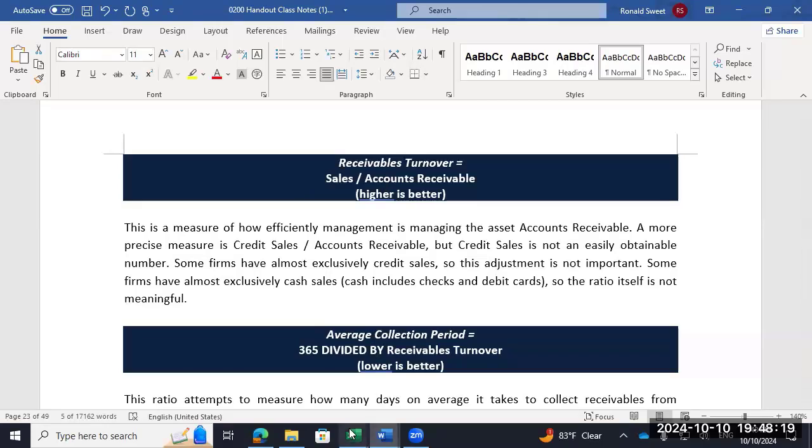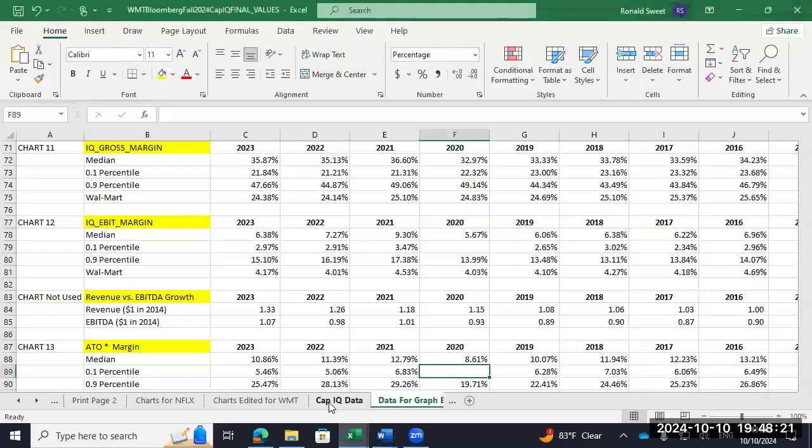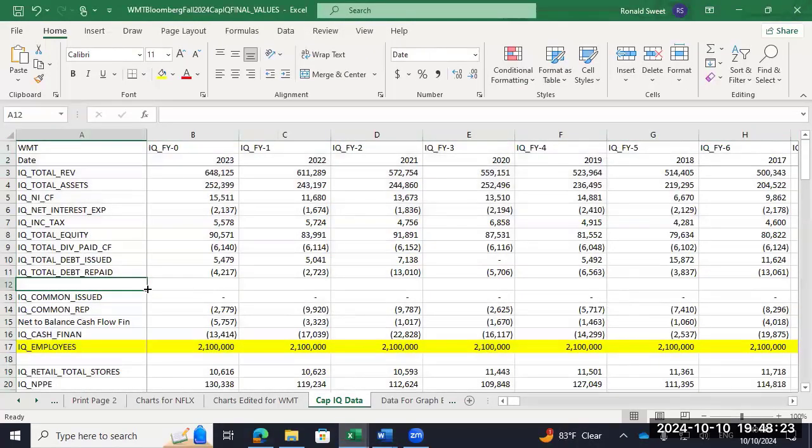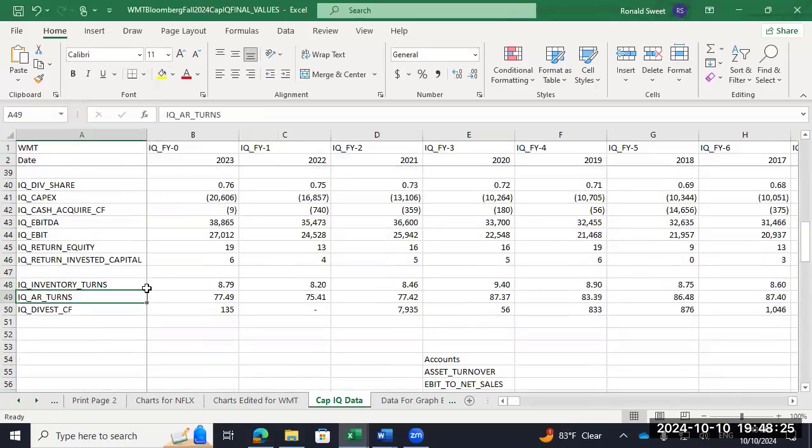I think I gave you both of these ratios. Let me look in Walmart and see. At the bottom of the Capital IQ, I brought a few of them in here. Yeah, I gave you inventory turn and accounts receivable turn, on lines 48 and 49. They're not in the graphs anywhere. You don't have them for the competitors, but you have it for these two companies. So here you want it going higher, not lower.